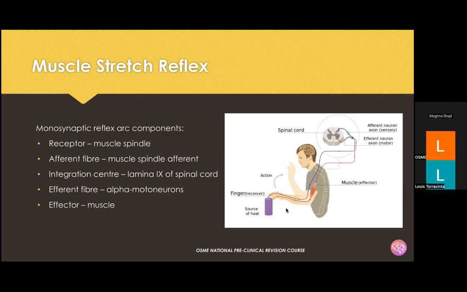So here, if we have, let's say, a source of heat that you stick your finger on, you get your sensory afferents that go all the way up to your dorsal spinal column. You'll then get an efferent axon that goes from the ventral side towards that muscle. So that's one closed loop. It doesn't even hit the upper motor neuron system. And the integration center is lamina number 9 of the spinal cord. And there's a difference between alpha motor neurons and gamma motor neurons in the muscle stretch reflex, which we'll talk about a bit later.